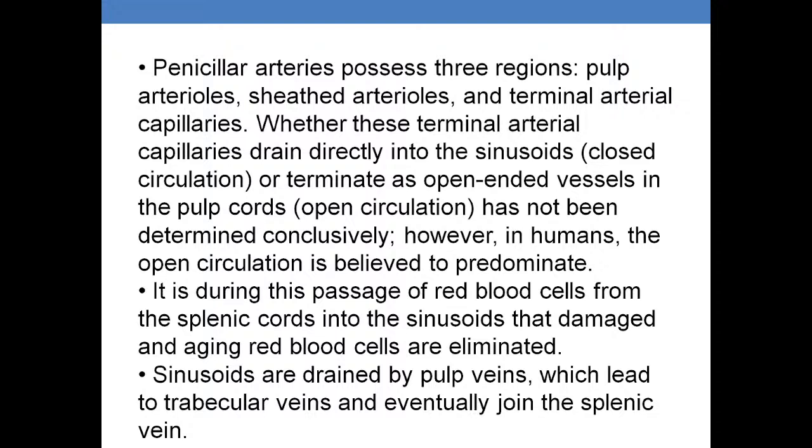Open circulation hasn't been determined conclusively. However, in humans, the open circulation is believed to predominate. It's during this passage of red blood cells from the splenic cord into the sinusoids that damaged and aging red blood cells are eliminated. Sinusoids are drained by pulp veins, which lead into trabecular veins and eventually join the splenic vein.